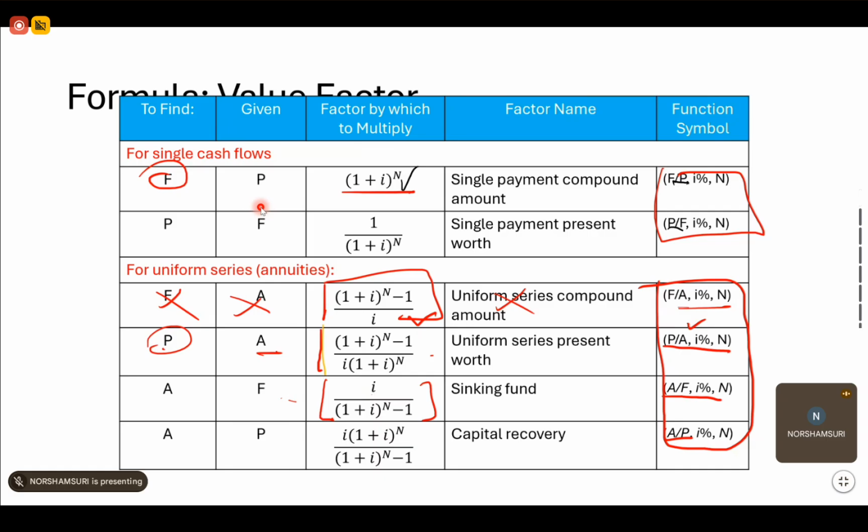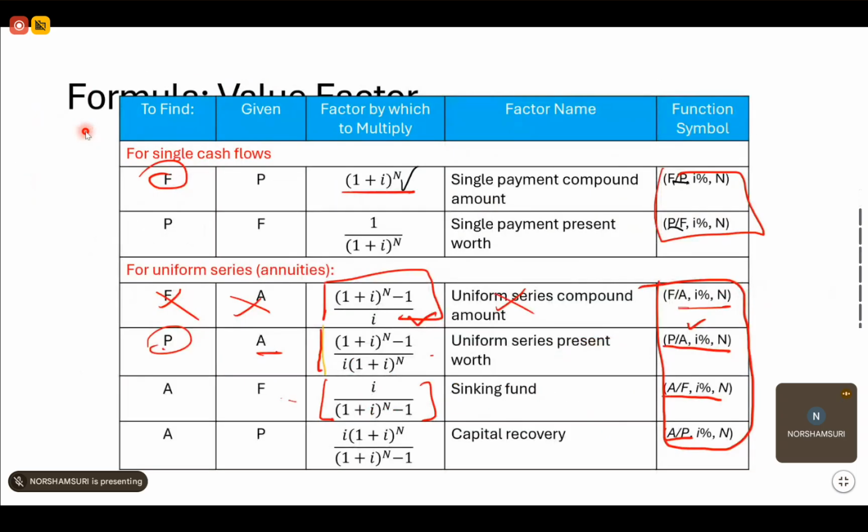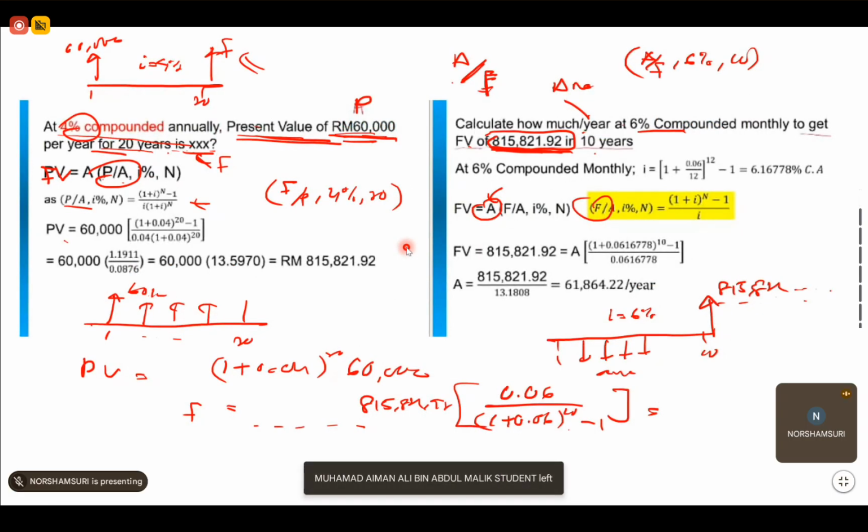The compound effects. So this one, compound annually, is just to show that they have two kinds of interest, compound interest and also simple interest. To use this formula, I mean all these formulas, you have to be using compound interest. Understood?